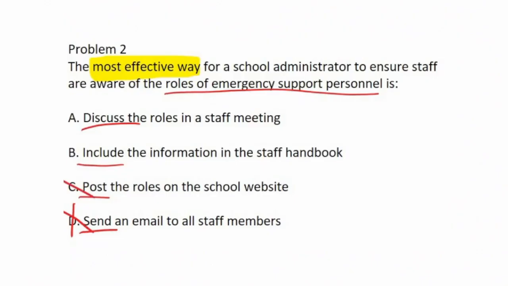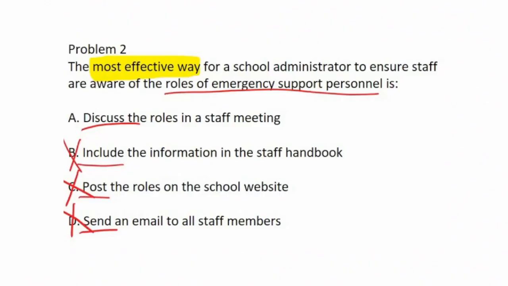The same goes for letter C, post the roles on the school website. Again, they may be able to see it, but there's no guarantee that people are checking this website and, of course, that they're understanding what they are reading. Another choice that sounds similar to both of these is letter B, include the information in the staff handbook. Again, that information's there, but who is checking that handbook? Is it the entire staff? Are they even reading it fully? Are they just glazing over it? Do they open it at all?